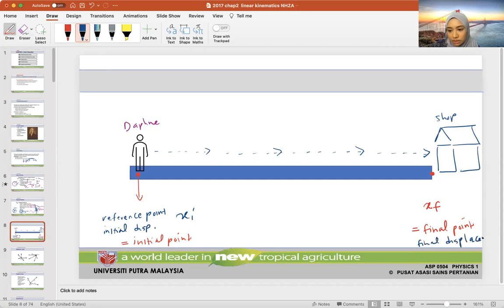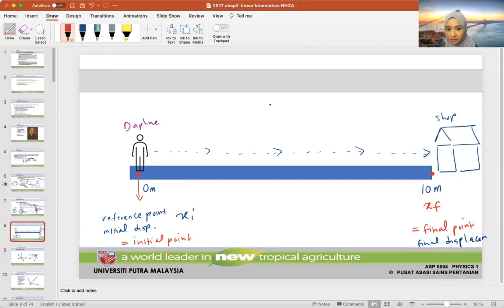So now my question is, what is the change in displacement of Daphne if I were to write it mathematically? Okay, so mula-mula Daphne ni, dia dekat 0 meter. Kita anggap 0 lah. And then to reach the shop, she has to walk by 10 meter. So just looking at the numbers, you already know Daphne has to walk by 10 meter. Therefore, her displacement is, soalan.